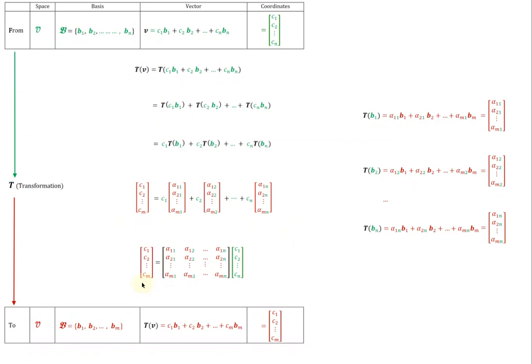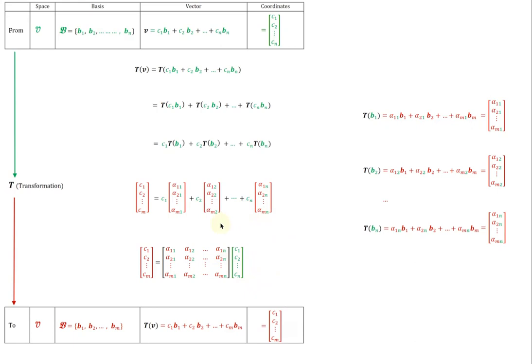Now, matrix equation, how do we calculate C2? That's an element in the second row and the first and only one column. So we multiply the second row of the matrix times the first and only one column. Alpha 21 times C1 plus alpha 22 times C2, and so on, alpha 2n times the last element in the column, Cn. As we can see, indeed, the outcome is the same.